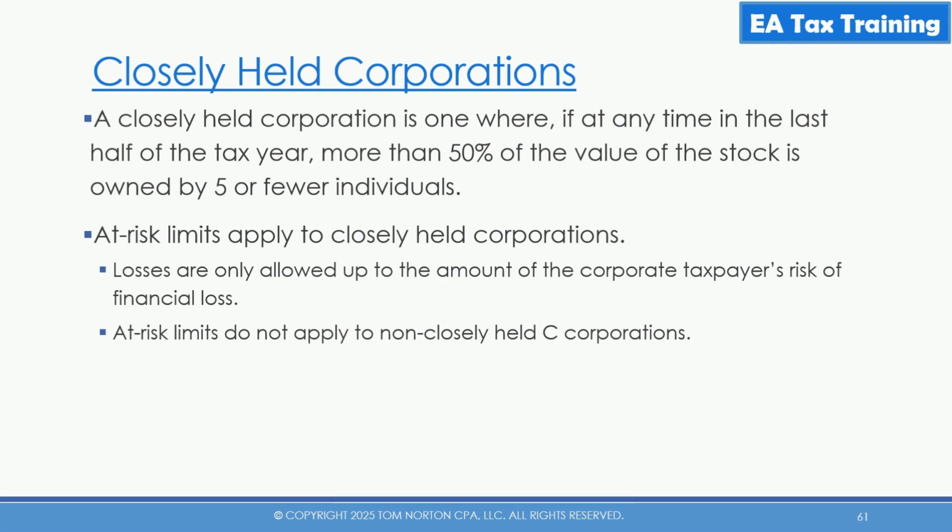The at-risk limitations apply to closely held corporations, just like they do to individuals. So losses are only allowed up to the amount of the corporate taxpayer's risk of financial loss. And those at-risk limits do not apply to non-closely held C corporations. So it is only closely held corporations that meet that definition that have to worry about the at-risk limits.